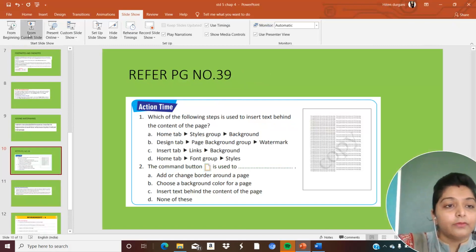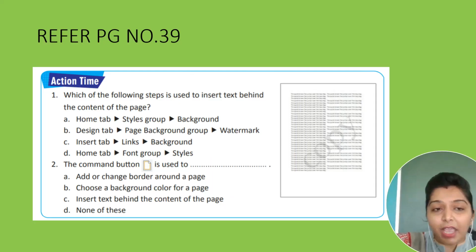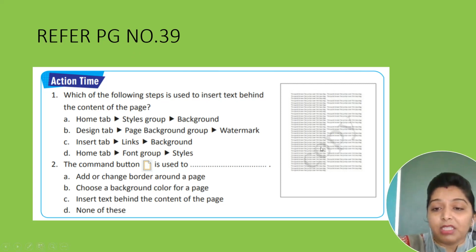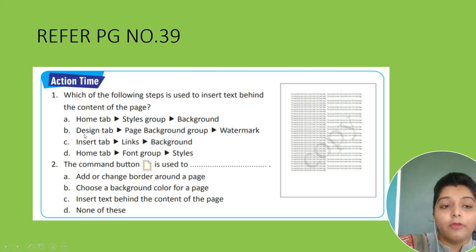Now, there is an action time in your textbook on page number 39. Which of the following steps is used to insert text behind the content of the page? Just now I showed you, this is the watermark, the watermark of copy. How will we insert it? We will go to the Design tab, Page Background group, and add a watermark. So we will click on option B.